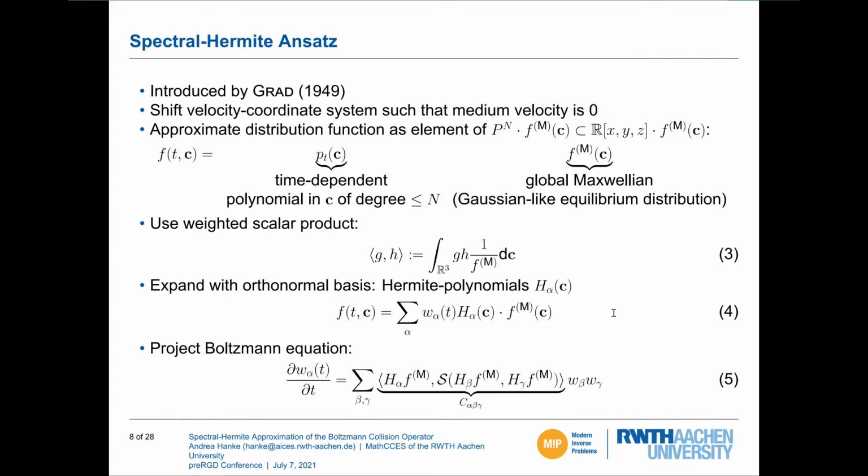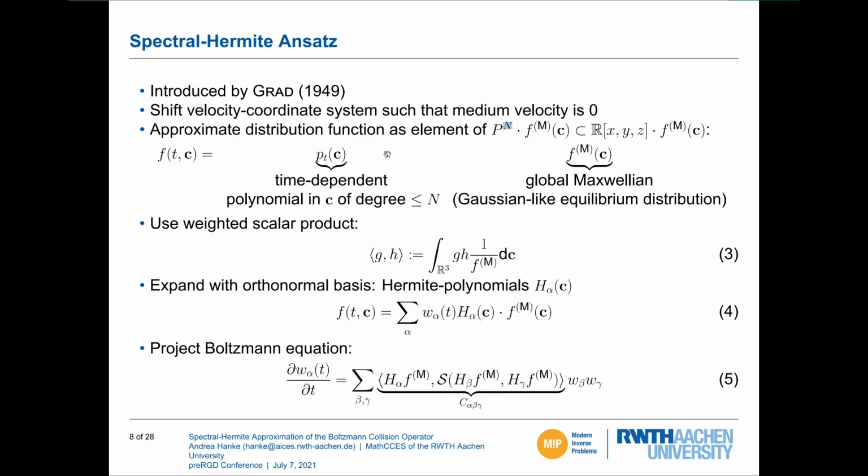Let us take a look at the spectral Hermite ansatz. It was introduced by Grad already in 1949. You shift your velocity coordinate system in such a way that the medium velocity is 0, and then you approximate the distribution function as an element of a polynomial space of maximal degree n, multiplied by a Maxwellian function.